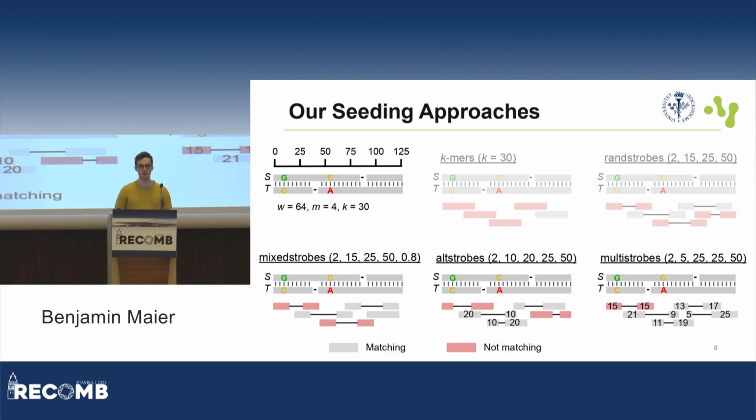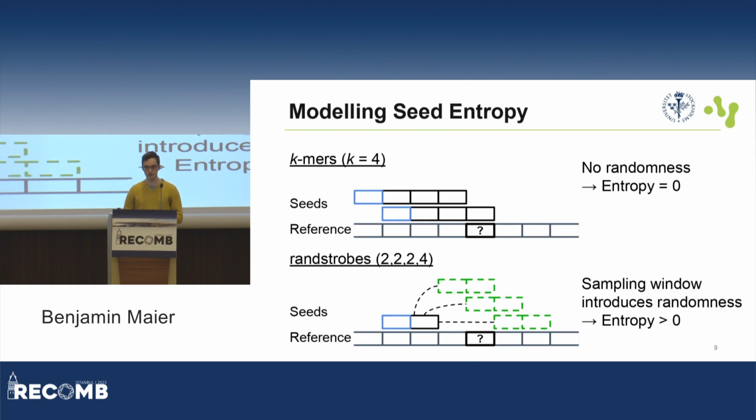And while doing so, we observed that the more randomness we introduce, so in multistrobes we have 2 levels of randomness, like the length of the 2 strobes and also the length of the gap, we found that this is linked to a higher sensitivity, so we continued to find out why and how. So we started by modeling the seed entropy.